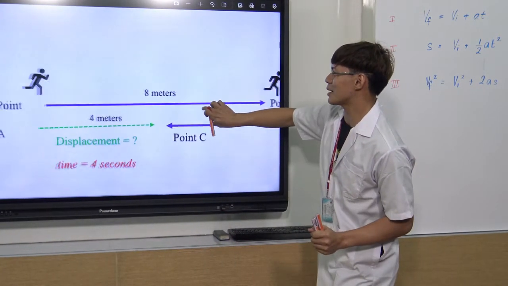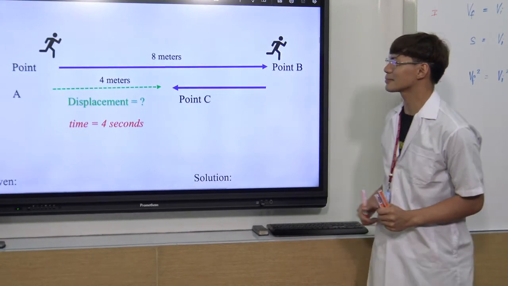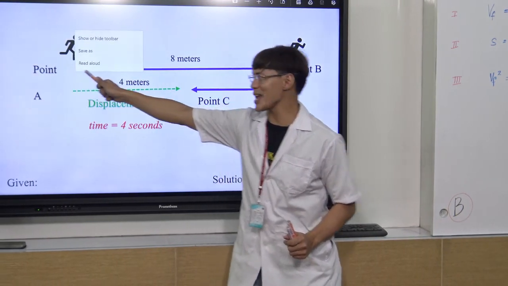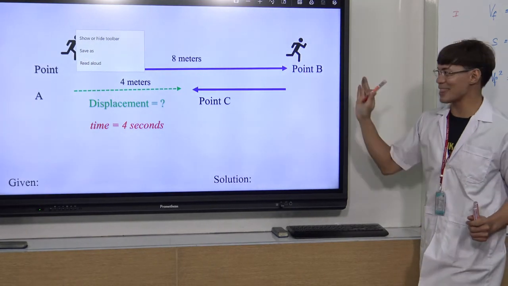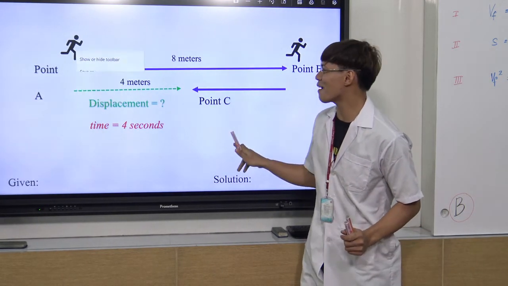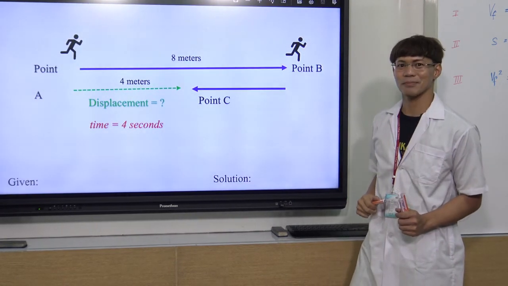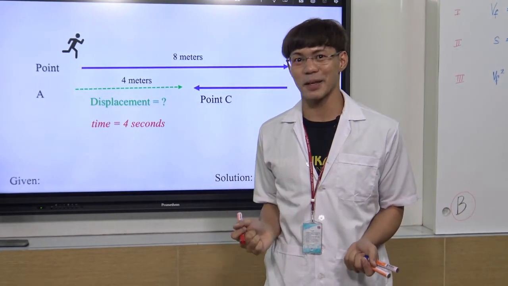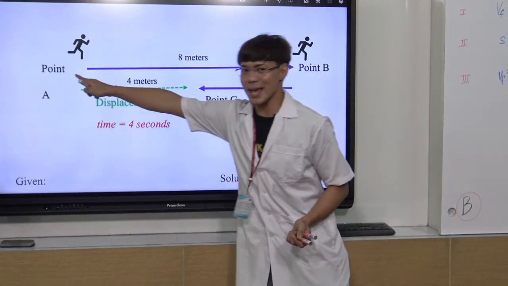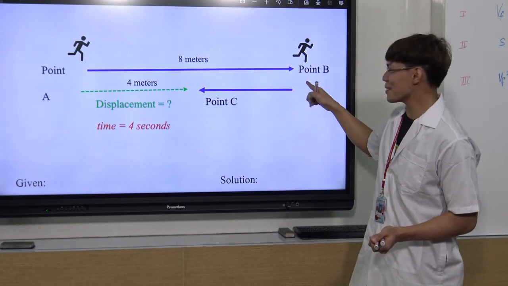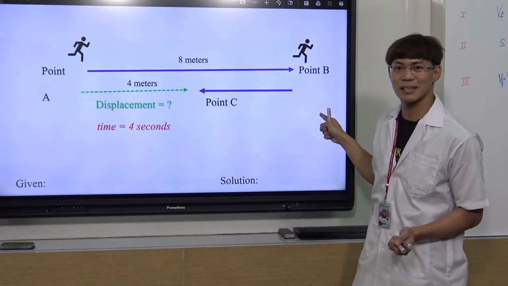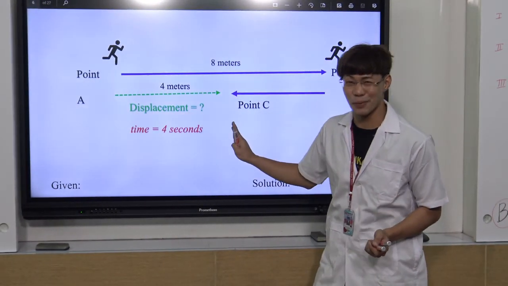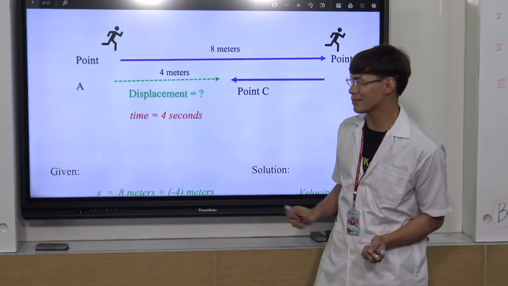To illustrate this in a diagram, the person starts from point A, right here. He runs 8 meters to point B, and then he goes back to point C. How far is point C? Now, where is the displacement there? Remember, for velocity, we always consider the displacement. So point A is 8 meters away from point B, and then point C is 4 meters back from point B. So that means that the person's displacement is from point A to point C alone, and that's 4 meters. Time, 4 seconds.